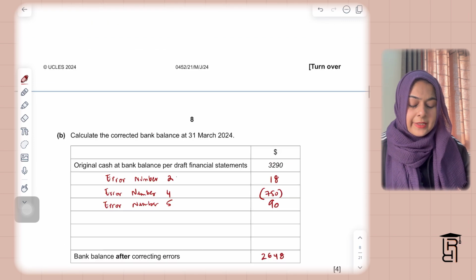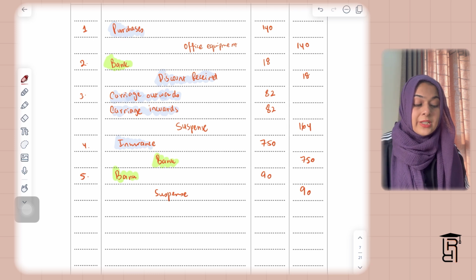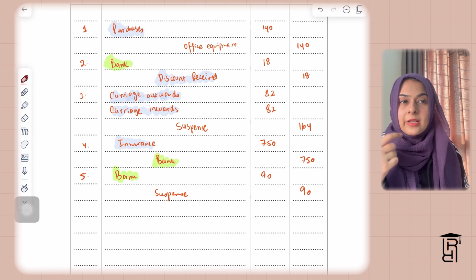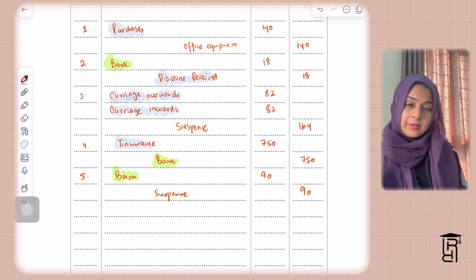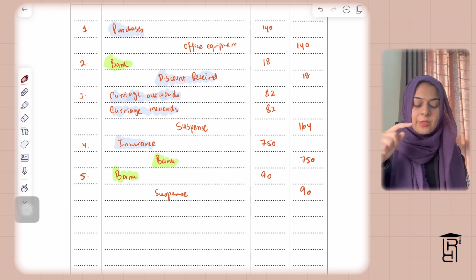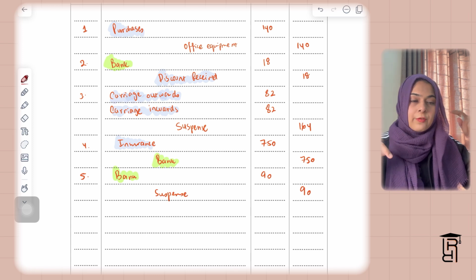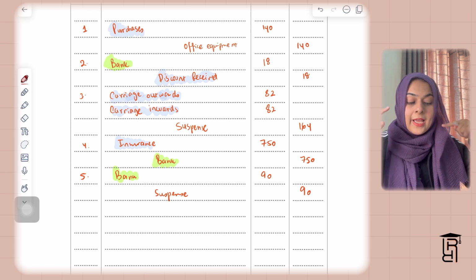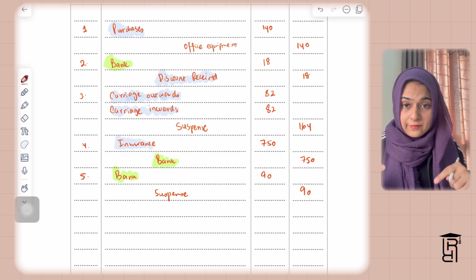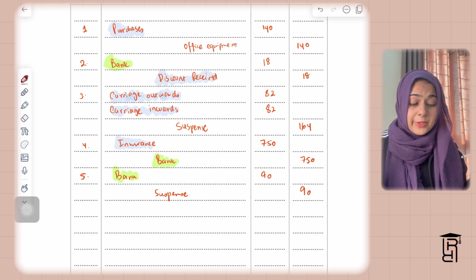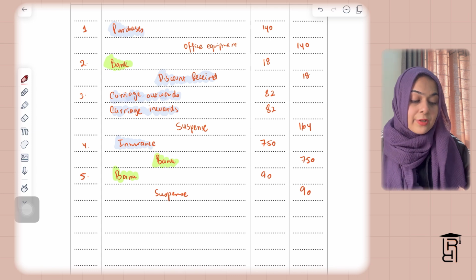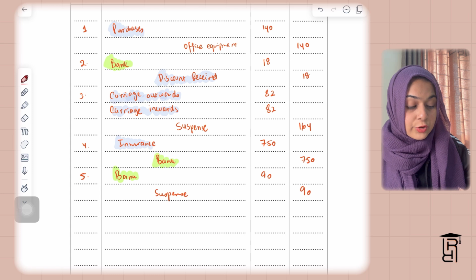In the next error correction, carriage outwards and carriage inwards, both of these are expenses. When expenses are debited, you are increasing expense, and when you increase expense, your profit reduces. Carriage inwards is part of the cost of sales calculation, so if you increase carriage inwards, cost of sales will increase, hence your profit will decrease. Again, carriage outwards is part of the expenses section of the income statement, less other expenses. If you are debiting carriage outwards, you are increasing the expense, so your profit will decrease. So carriage inwards and carriage outwards both will reduce your profit.